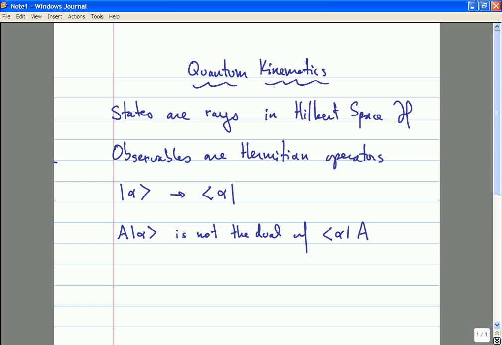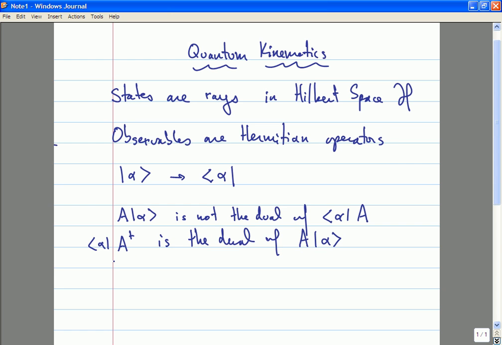And so because of that, we define the Hermitian conjugate so that A dagger alpha is the dual of A acting on a ket alpha. And an observable is a Hermitian operator in the sense that A is equal to A dagger, and in fact these two things are equal. And one of the important points is that the eigenvalues of a Hermitian operator are real.